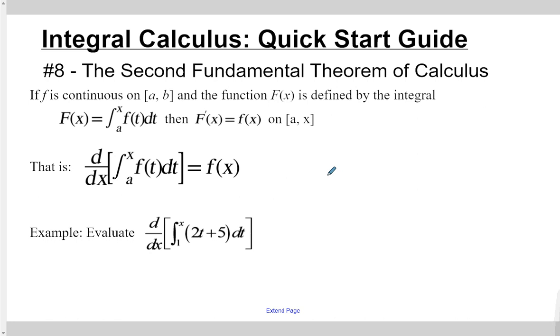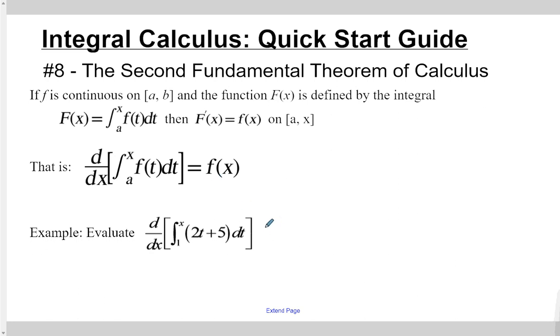If f of x is a continuous function on the closed interval from a to b, and the function F of x is defined by the antiderivative of f, the integral from a to x of f of t dt, then F prime of x will equal f of x on that interval. That is to say, take the derivative of the integral from a, some fixed number, to x of f of t dt, and the result will just be f of x.